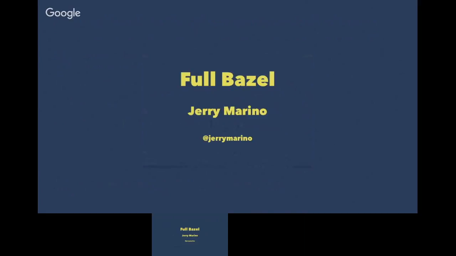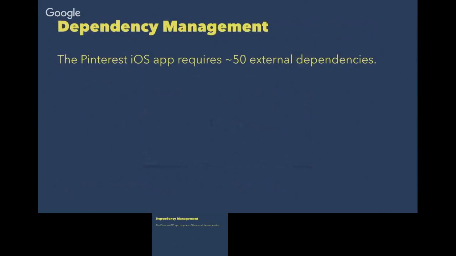All right, thank you, Brandon. That was awesome. Cool. So yeah, I'm going to tell you a little bit about going full Bazel. But first, I want to give you a little bit of background on the Pinterest iOS app. We currently have about 50 external dependencies in the Pinterest iOS app. And in order to build virtually any of our source code, we need to build a very deep dependency graph. So bringing all these dependencies into Bazel was effectively a dependency of even building the iOS app in Bazel at all.